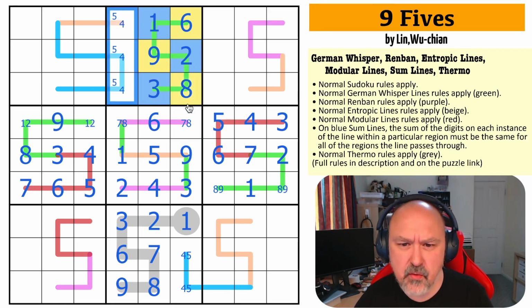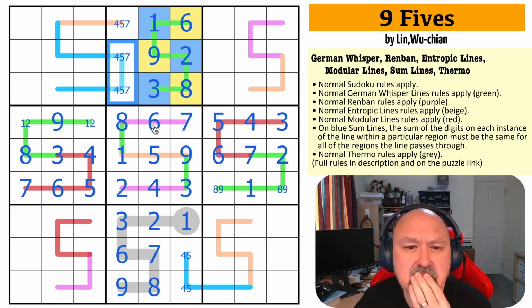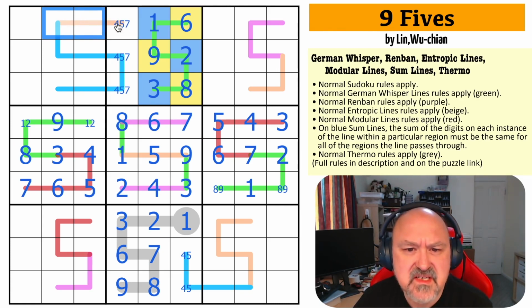These are now 1, 2, 3, 4, 5, 7. These are 4, 5, and 7. So this is the 8 and this is the 7. These are 4, 5, and 7. I need to put a low on this somewhere because this is entropic and that's not low. So there's a 2 or a 3 on here somewhere. I'm not sure about that.